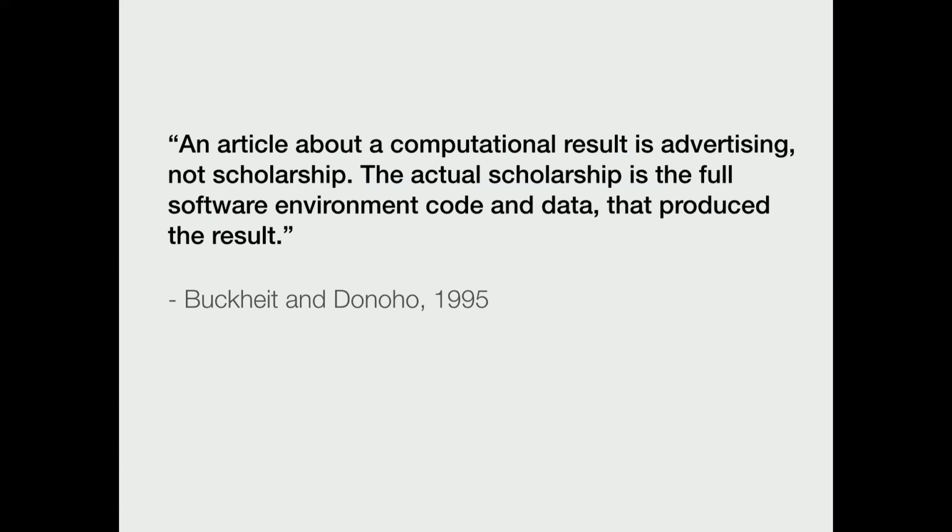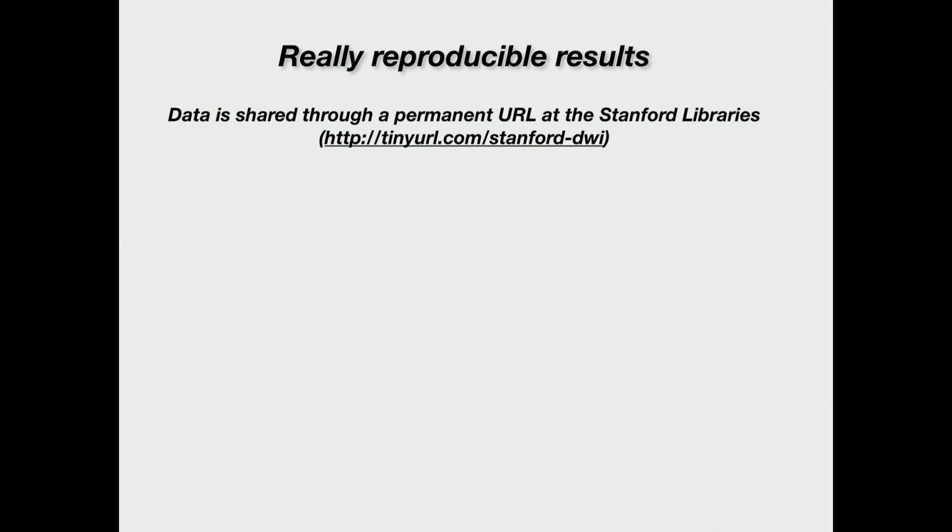And reproducibility has a particular, specific meaning here, which we think stems from this nice quote from Buckheit and Donoho: if we write an article about a particular computational result, somebody else should be able to just download that result and run it and examine it and look at the entire code. It should be all the software environment, the code and the data that produced the result.